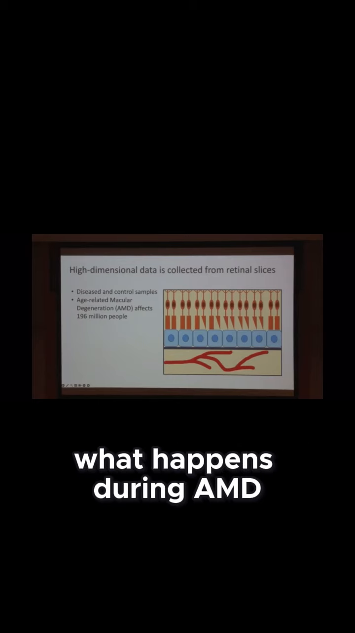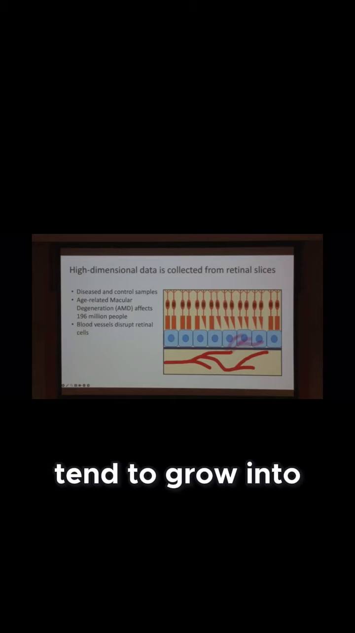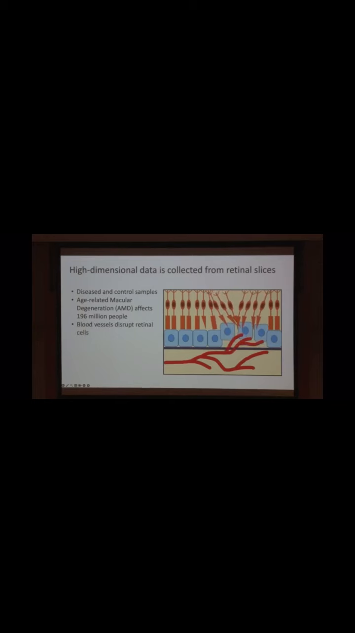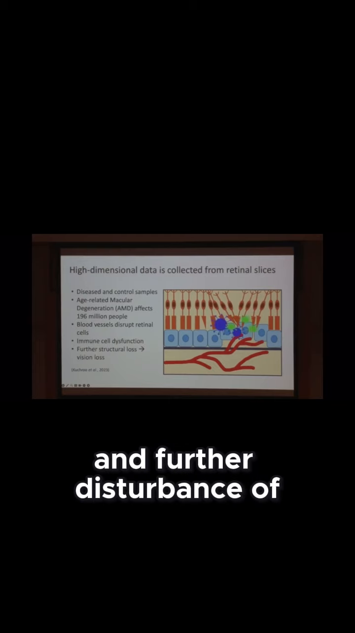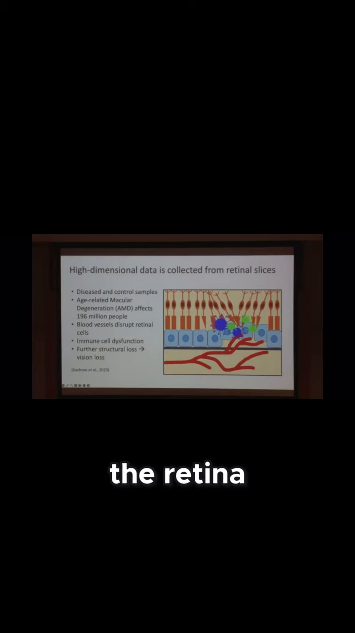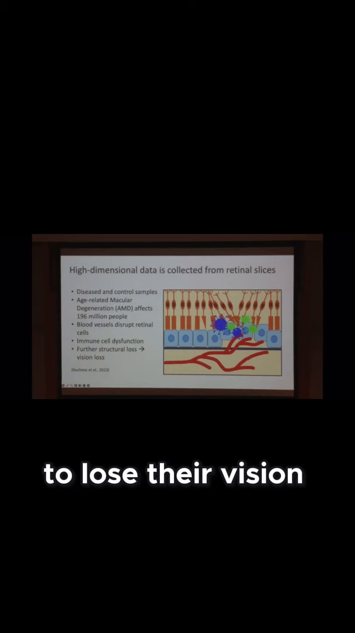Now, what happens during AMD is that these blood vessels tend to grow into the structured photoreceptors. Now, this will lead to immune cell dysfunction and further disturbance of the structure within the retina, and eventually will allow the patients to lose their vision.